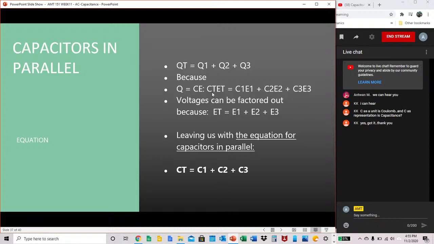What this means here is your total capacitance and your total voltage equals your capacitance 1 times voltage at capacitor 1 plus capacitance 2 times voltage on capacitor 2 plus same thing for 3. Voltages can be factored out because we know that total voltage is equal to the voltage at each capacitor. So that leaves us with the equation for capacitors in parallel: total capacitance is equal to capacitor 1 plus capacitor 2 plus capacitor 3.